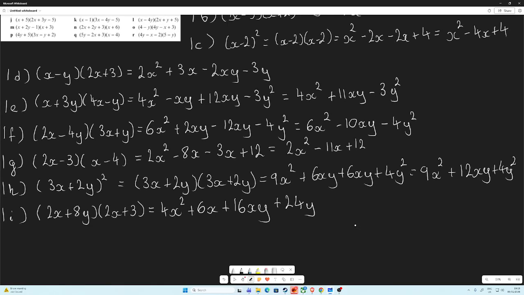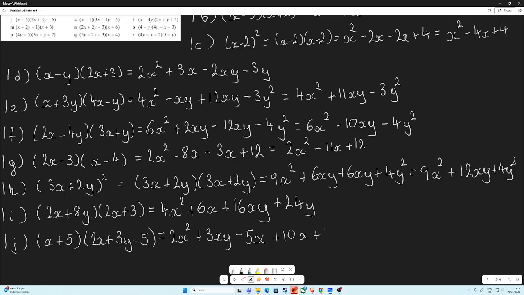1j. Okay, this will be slightly longer. Let's see. X plus 5 times 2x plus 3y minus 5. So let's multiply x by everything in the second bracket. So that's 2x squared plus 3xy minus 5x. And now let's do the same with the 5: plus 10x plus 15y minus 25.